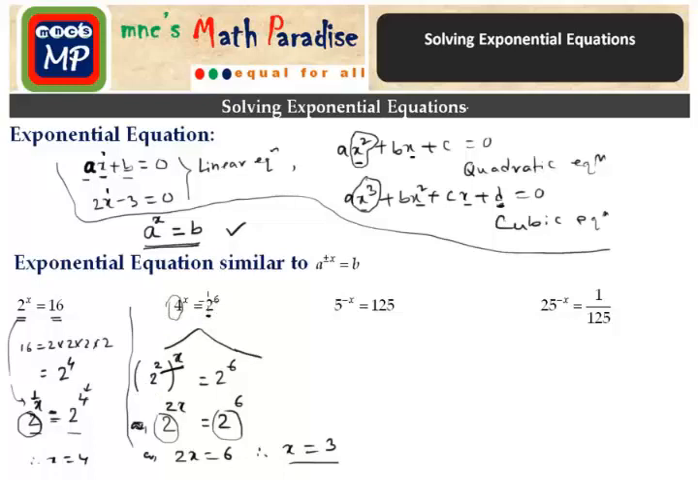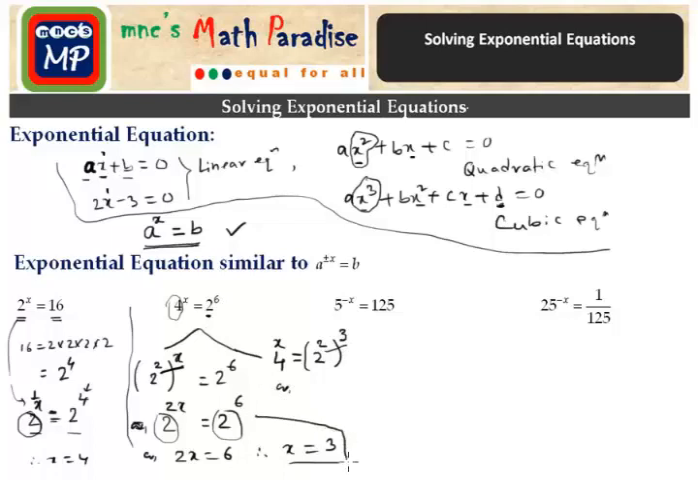Another way to solve this problem is, instead of making this base 4 into 2, we can convert this base 2 into 4. How can we do that? 4 to the power x equals 2 to the power 6. 2 to the power 6 can be written as (2 squared) to the power 3, because the powers will multiply. 2 to the power 2 to the power 3, this 2 and 3 will multiply and give us 6.